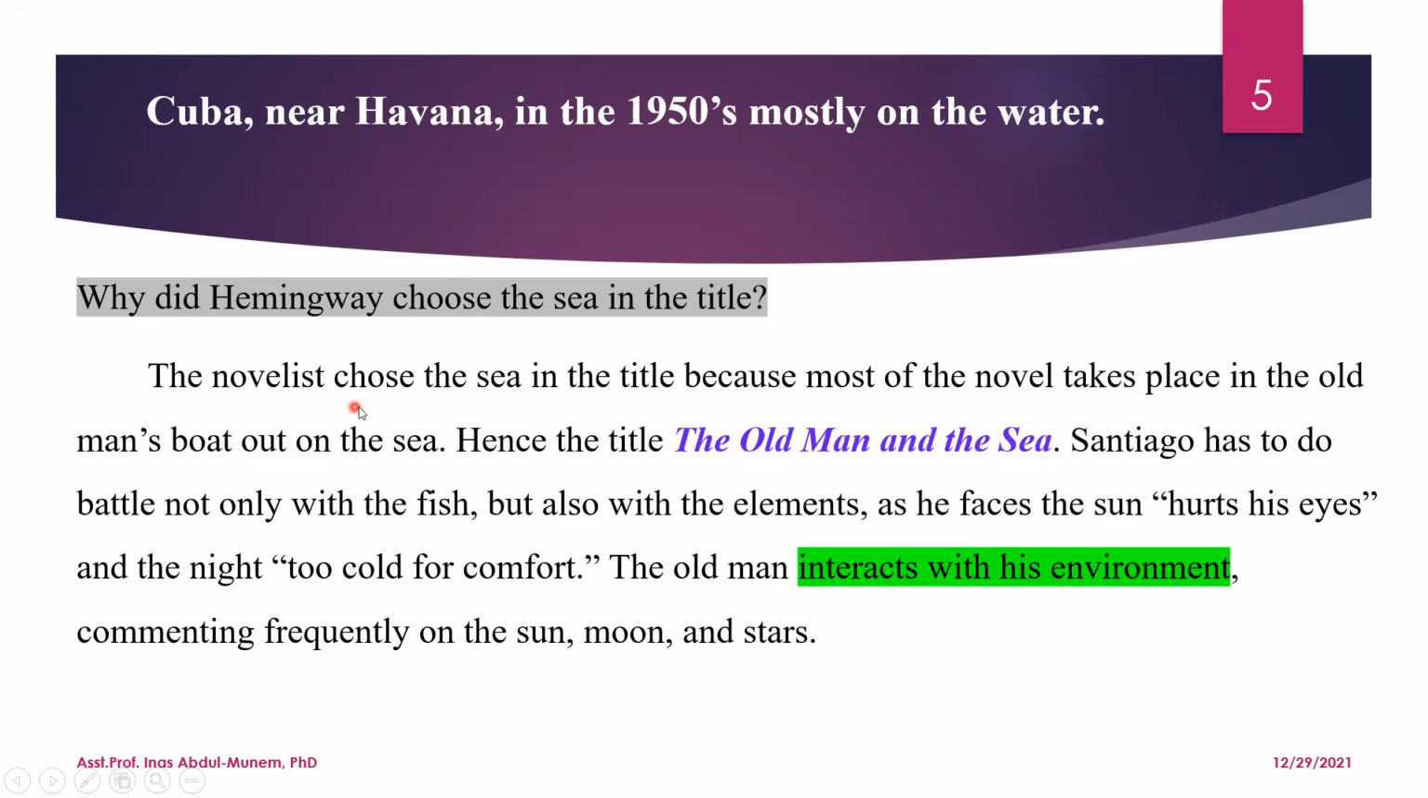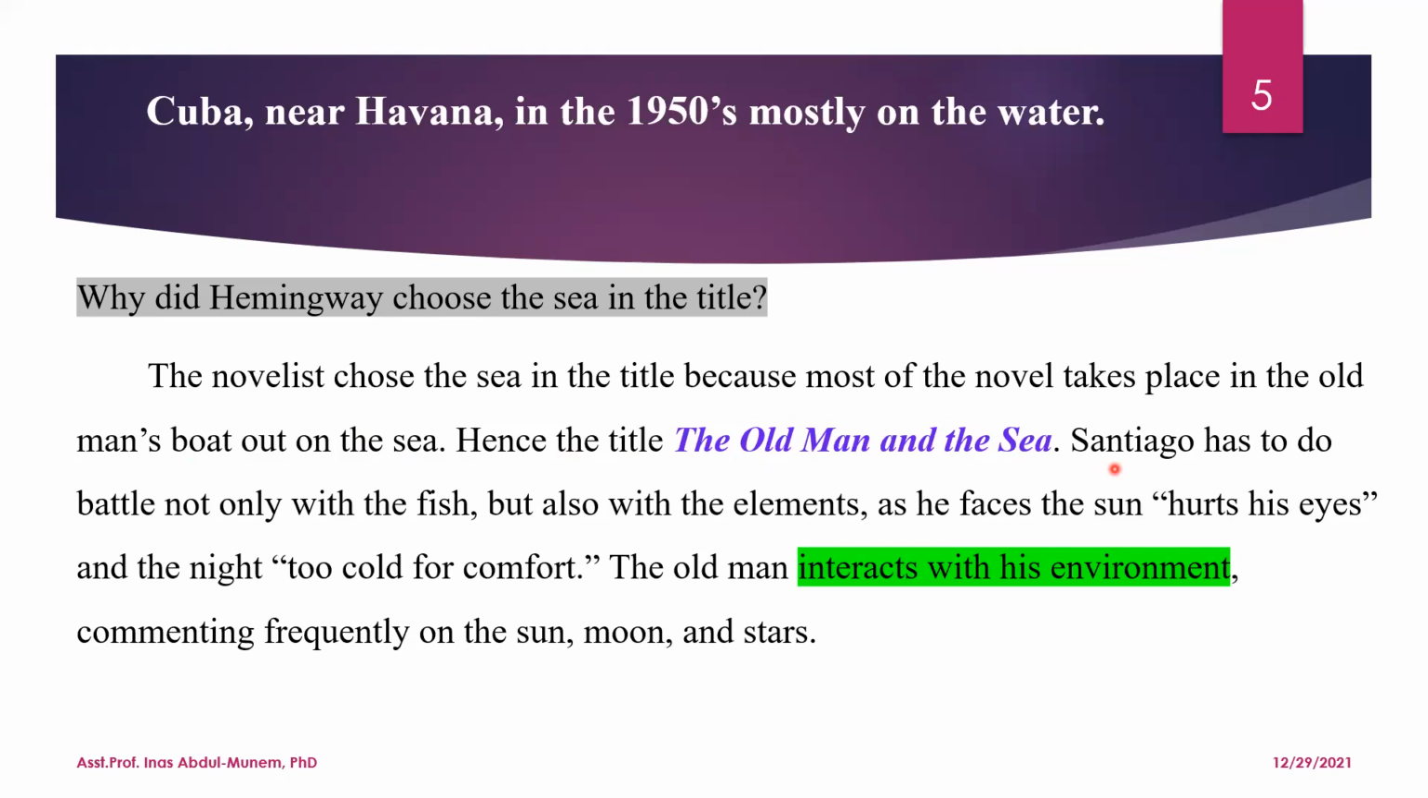The novelist chose the sea in the title because most of the novel takes place in the old man's boat out on the sea. So because most of the scenes are in the old man's boat out on the sea, the writer chose the word sea. This is the first justification. So hence the title, The Old Man and the Sea.